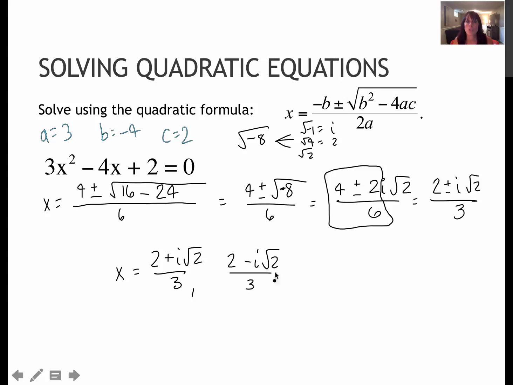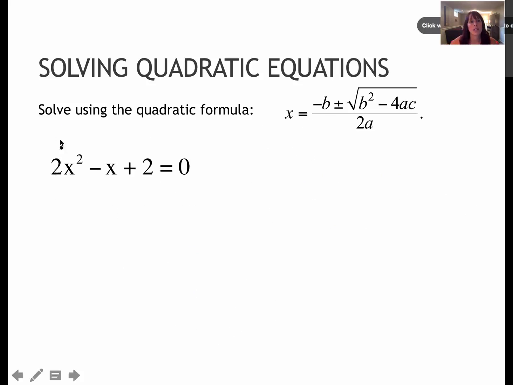Now, if they're super sticklers about it and they want you to write this as a complex number in that form a plus bi, that would of course be 2/3 plus radical 2 over 3 i, and 2/3 minus radical 2 over 3 i. So pay attention to how you are asked to write that solution.